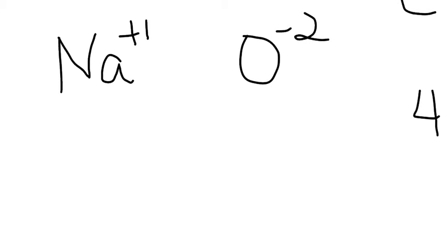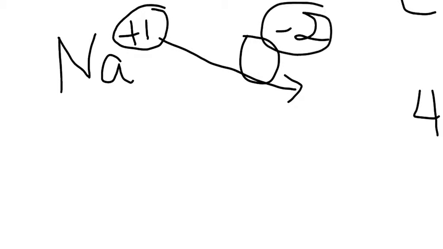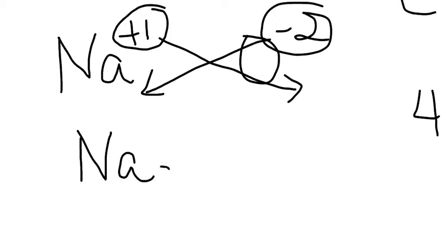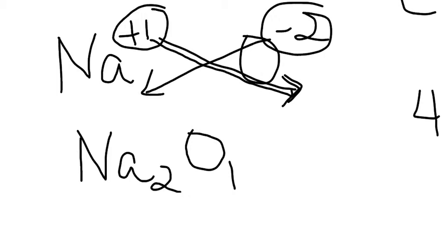The crisscross method says crisscross, bring them down, drop the charge, and then simplify. So I'm going to bring down the -2, but I'm not going to bring the charge with it. I'm just going to bring down the 2. I'm going to bring down the +1, but I'm not going to bring down the charge with it. I'm going to drop it. And then simplify. You don't need to write a subscript of 1. All you need to do is write the element symbol once. So the finished product would be Na2O.